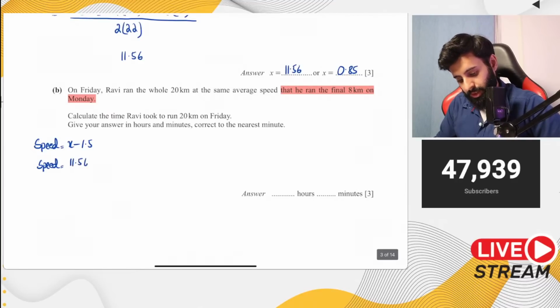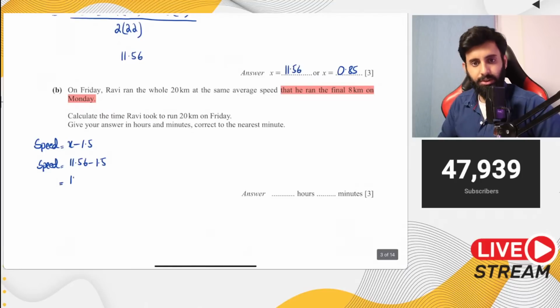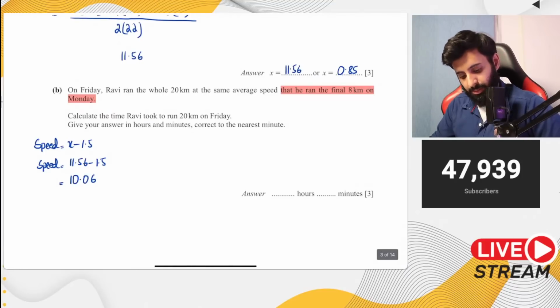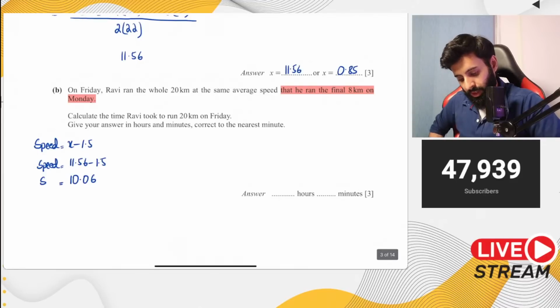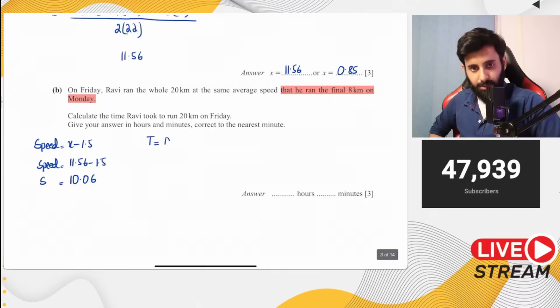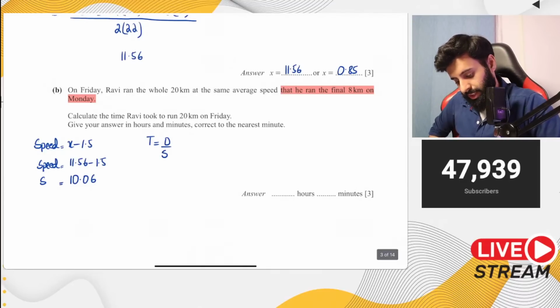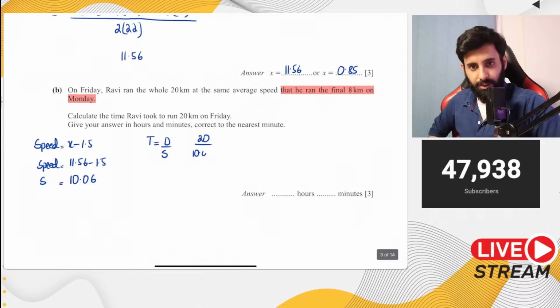11.56 minus 1.5, let's see what we get. We get 10.06 in fact. So that means this is what his speed is equal to. Now time, as we know, is equal to distance upon speed. The distance that he is running is 20. The speed at which he is running is 10.06.